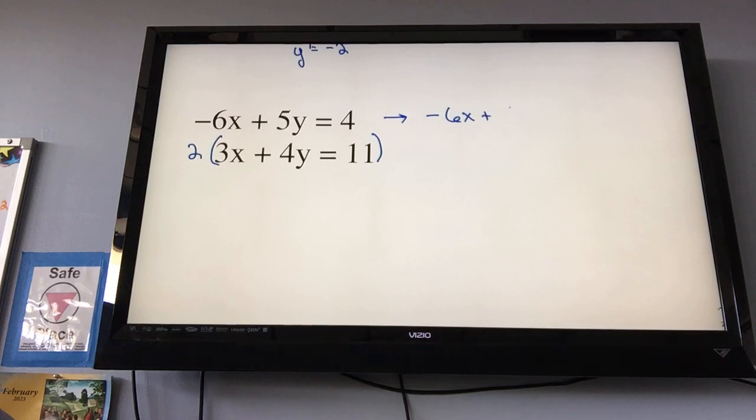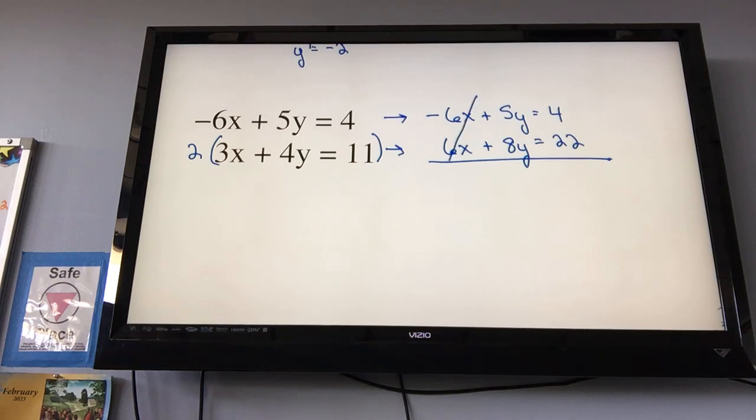So again, your job is the same every question. It's just, how do I make it happen? So the bottom one, make sure you take it all the way across: positive 6x, positive 8y equals 22. X's are eliminated. 5 plus 8 is 13. 4 plus 22 is 26. Divide by 13, and y equals 2.